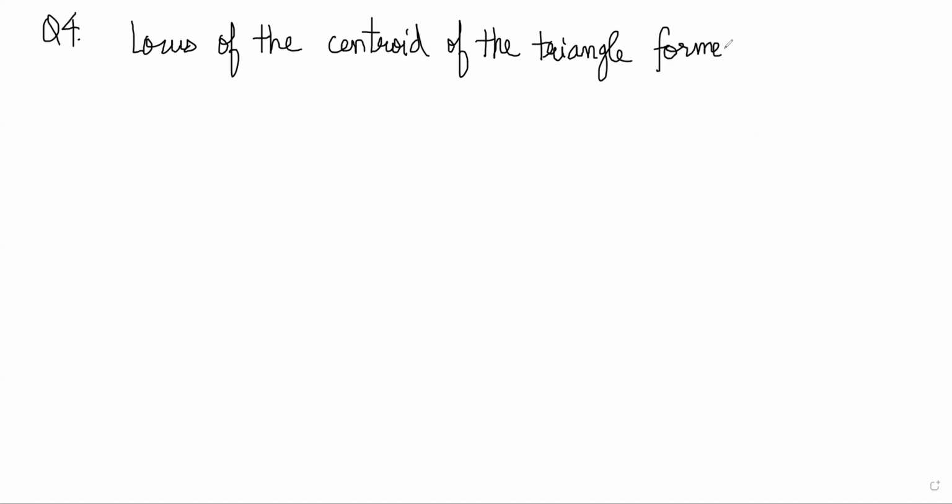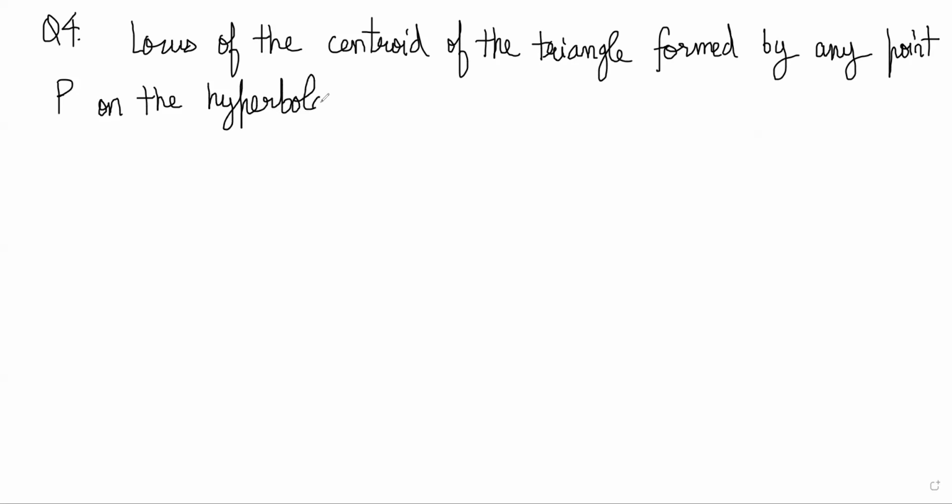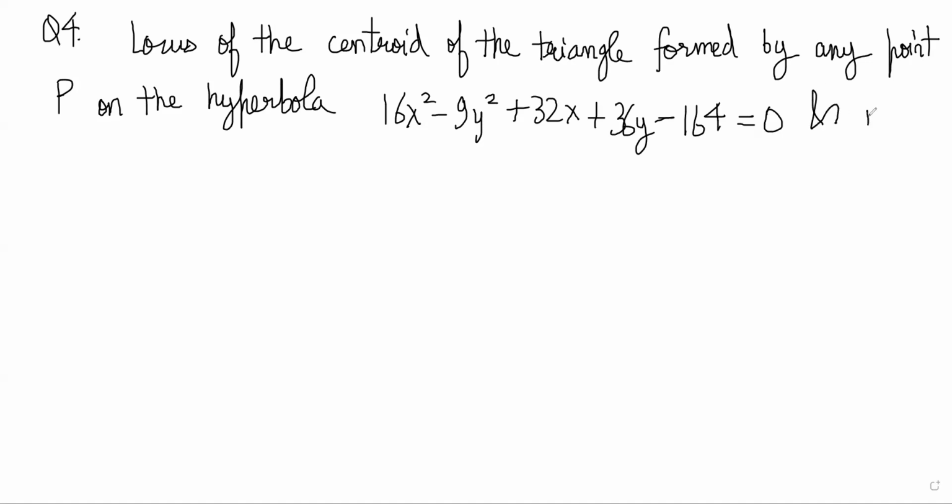The locus of the centroid of the triangle formed by any point P on the hyperbola. The hyperbola's equation is 16x square minus 9y square plus 32x plus 36y minus 164 equals 0. And its foci is what?